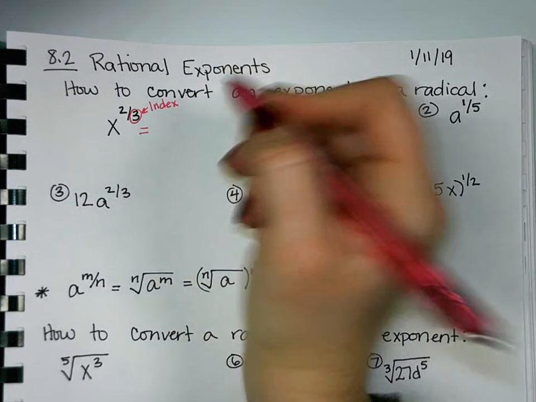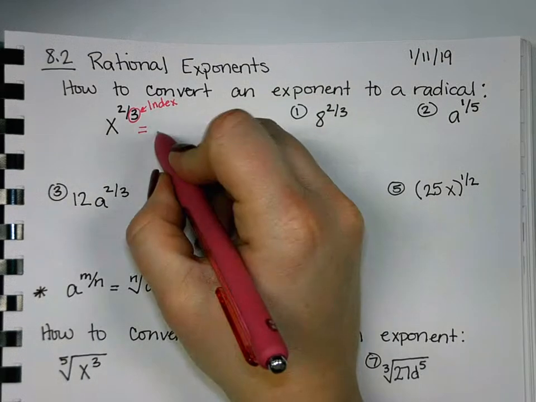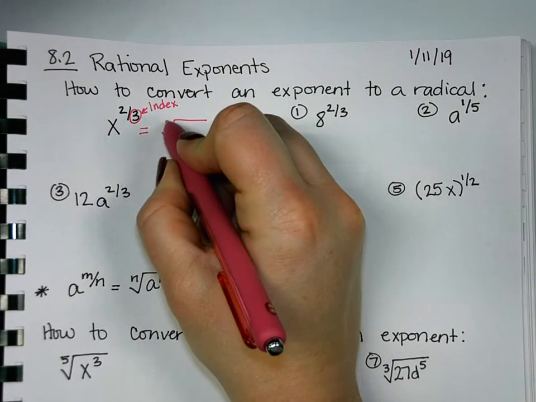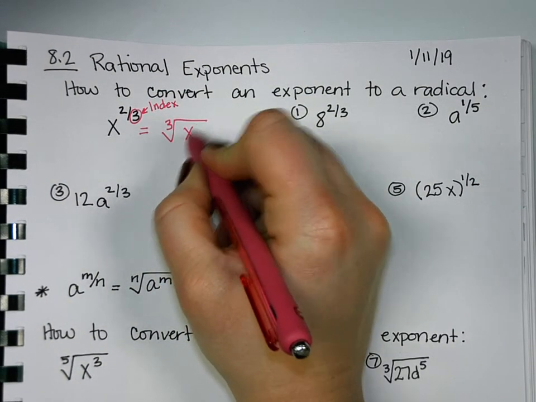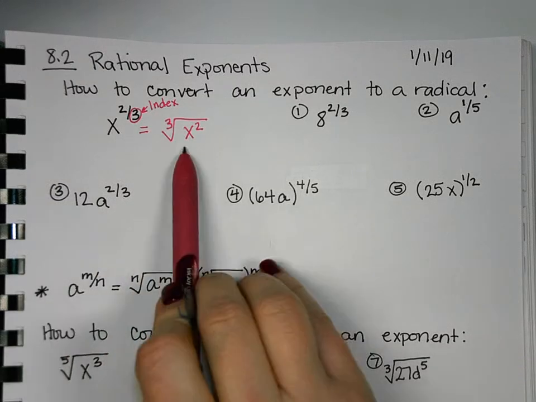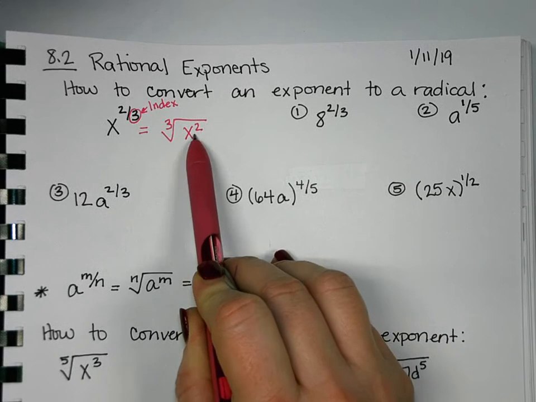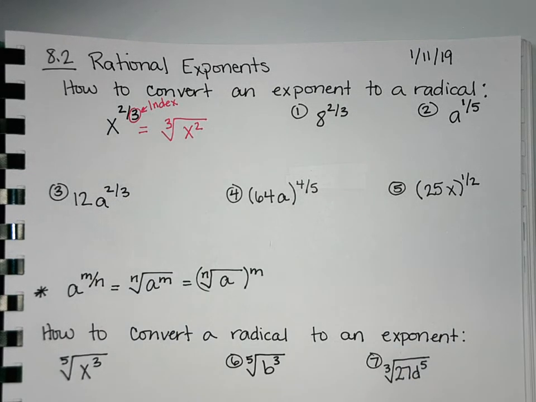So do you guys remember where the index goes in the radical? It goes in that little crook. So that 3 is going to come out here, and then inside you'll just have x squared. And that's how you can convert a fractional exponent into a radical. And it can go the other way. If you had it in this form, you take whatever the index is, bring it to the denominator of your fraction. And that's how you can convert back and forth.